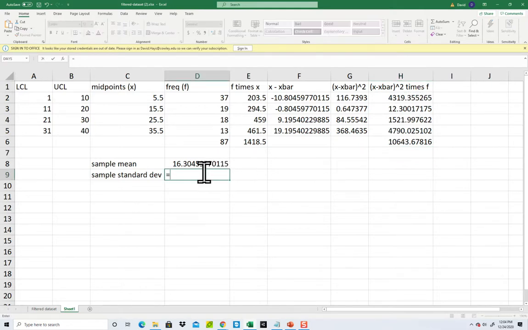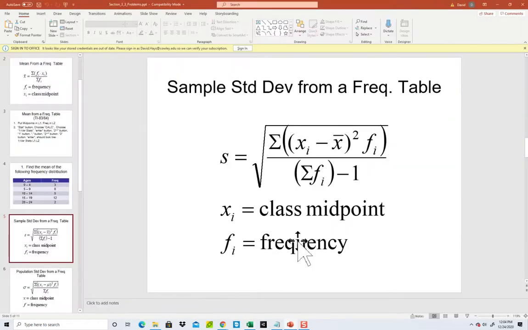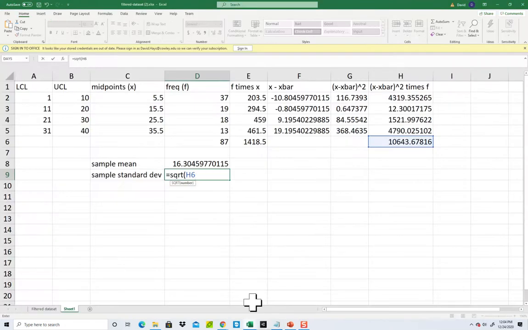Okay, so now equals square root of H6, that's the sum of x minus x bar squared times f. That would be the top part here. Divided by, and I need parentheses around all of the bottom part, because there's more than a single number there. So divided by, beginning parentheses, the sum of my f, which was D6, minus 1. Close parentheses for the bottom part, close parentheses for the square root. And then press enter.